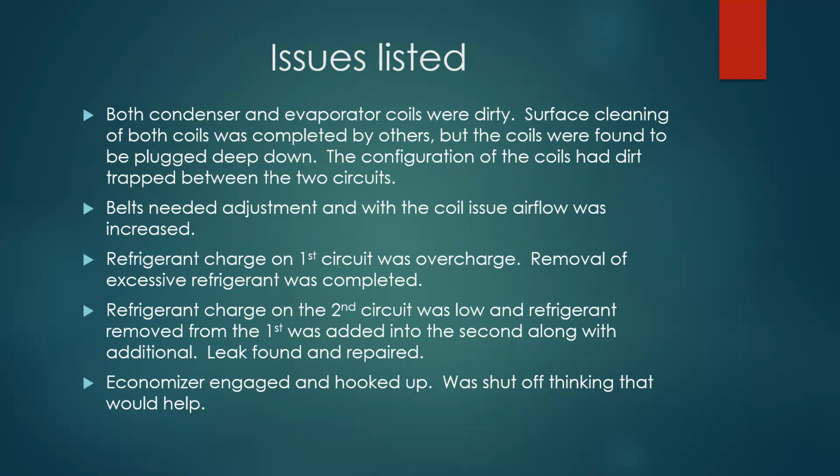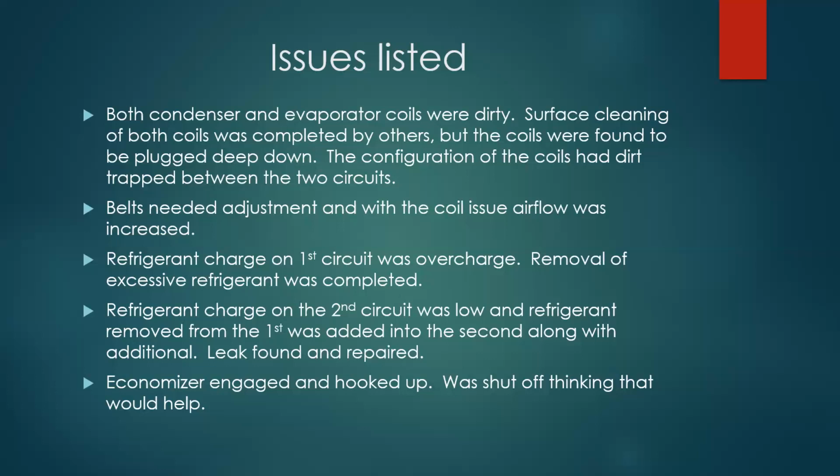Belts needed adjusting. And with the coil issue, airflow was increased. Just by cleaning the evaporator coil, we increased the airflow significantly. And then we adjusted the belts to what we believed was a design of 400 CFM per ton. The refrigerant charge in the first circuit was overcharged, because they were trying to raise that saturated suction temperature. And we completed the removal of the excessive refrigerant.